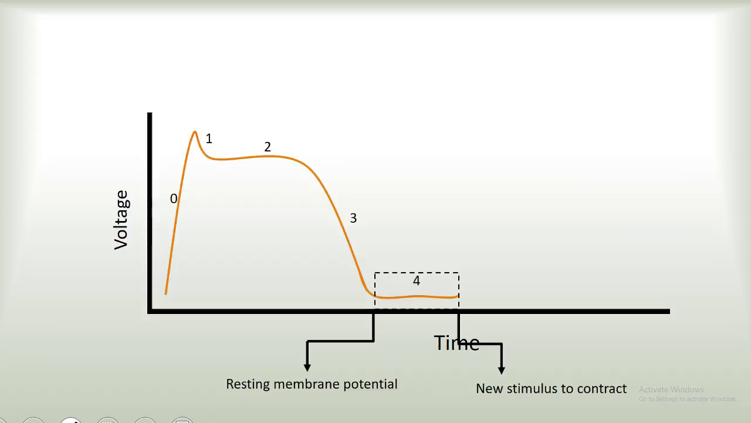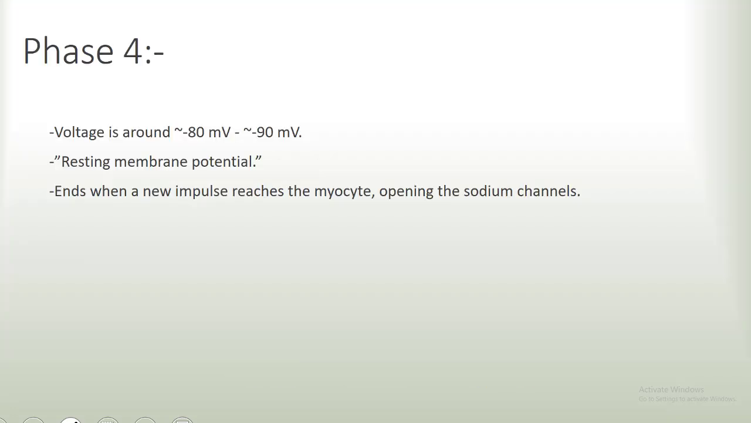And phase 4 is basically the resting membrane potential, and it ends when a new stimulus reaches the cardiac myocyte and phase 0 begins. And this cycle repeats itself. So phase 4 is just the resting membrane potential, about -80 to -90 millivolts, and it ends when new impulses reach the myocyte, which open the sodium channels, and phase 0 begins again.